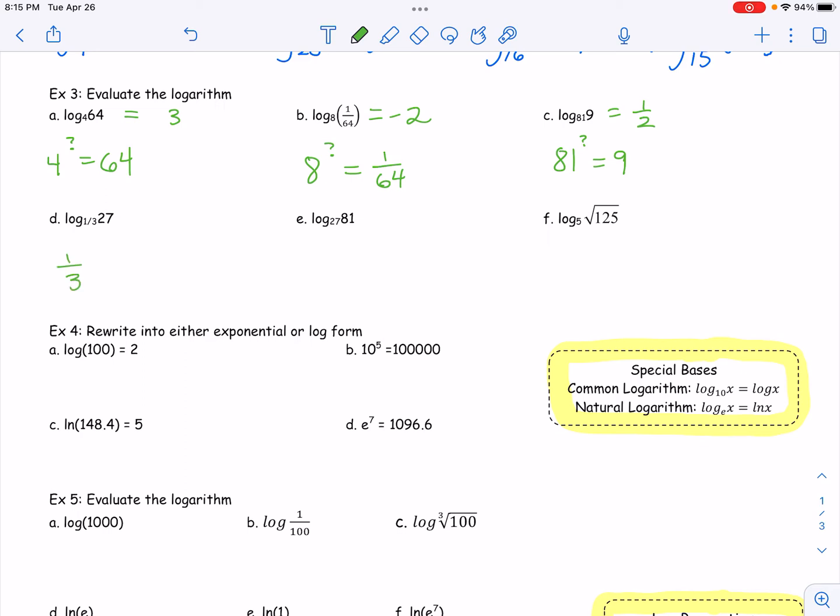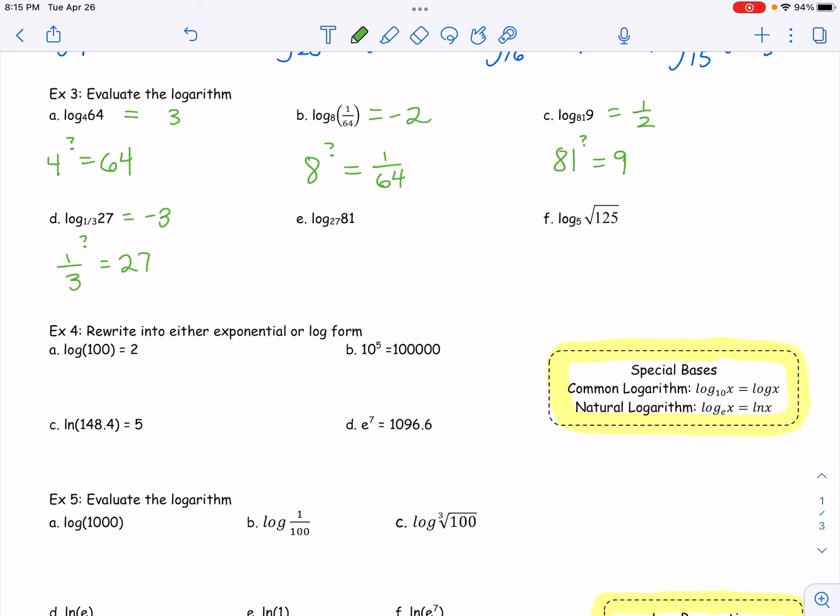For D, base is 1/3, raised to what power gives us 27? So this one's a little bit more challenging, but still we know this. How do I go from a fraction to a whole number, or a whole number to a fraction? Using a negative exponent. So I know that my exponent's going to be negative. 3 to the what power gives us 27? 3 to the third power. So this is going to equal negative 3 because I had to reciprocate the fraction.